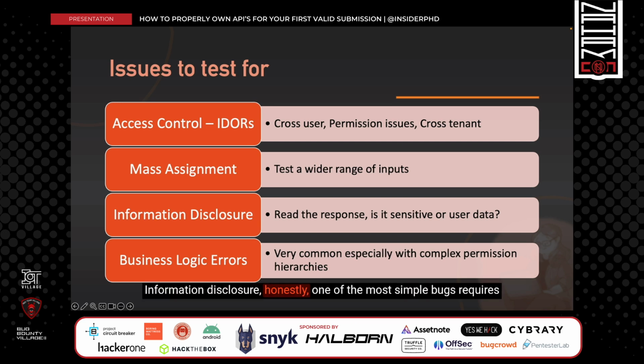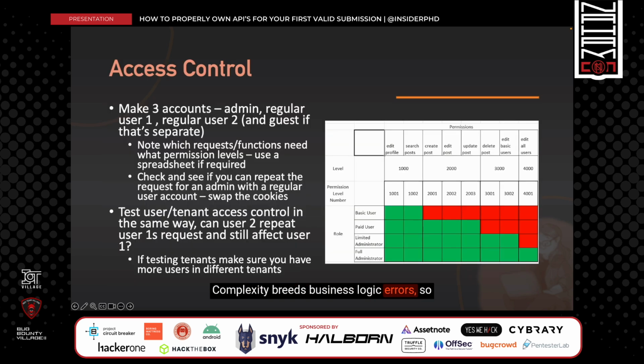Information disclosure. Honestly, one of the most simple bugs, requires you to use your brain a little bit and work out if you're looking at something that's sensitive. And business logic errors where, for whatever reason, you can skip over steps. You can set your accounts to be in weird permission states. Really common with permission hierarchies when we start speaking about enterprise software, where organizations have members, and members have permissions that associate with that organization but shouldn't be associated with other. You get the idea. Complexity breeds business logic errors.